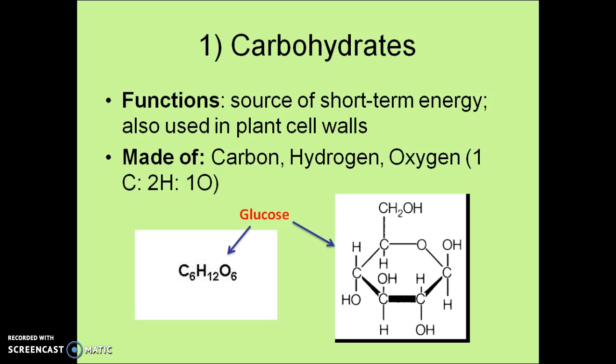For every 1 carbon you have in a carbohydrate, you have 2 hydrogens and 1 oxygen. For example, glucose is a monomer or single building block of a carbohydrate. It has the chemical formula C6H12O6. If we divided all those numbers by 6, we'd end up with 1 carbon, 2 hydrogens, 1 oxygen. So always the same ratio.